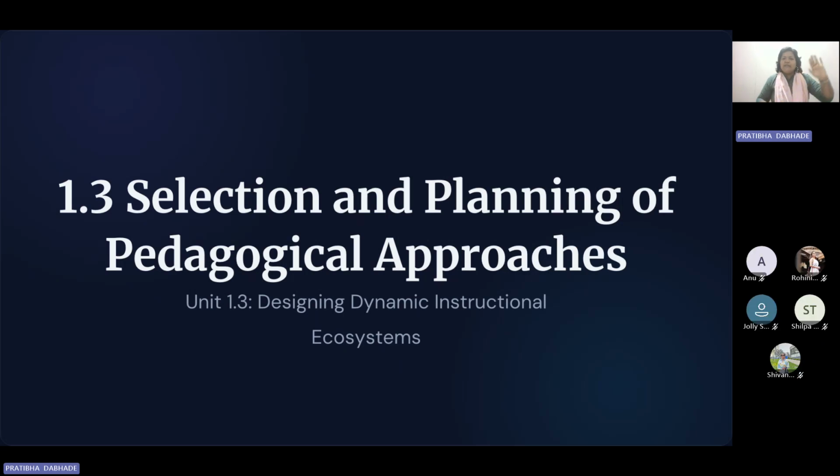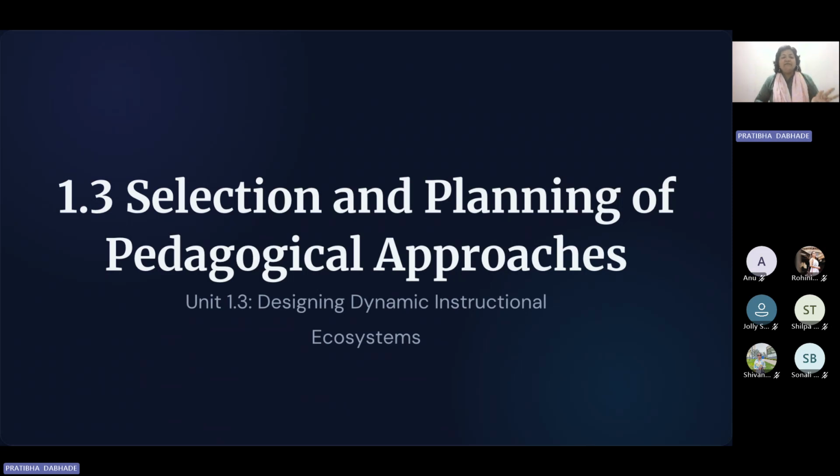Okay. In 1.1, we saw different types of pedagogy. Can anyone quickly tell me the four basic types of pedagogy? The first one is traditional, constructivist, very good, social, and critical. Okay. So these were the types of pedagogy, right?